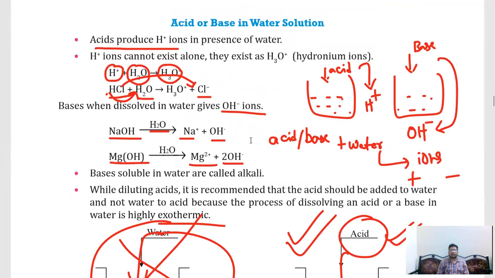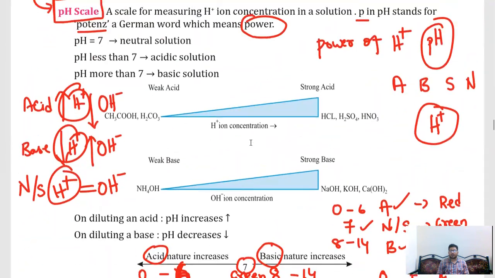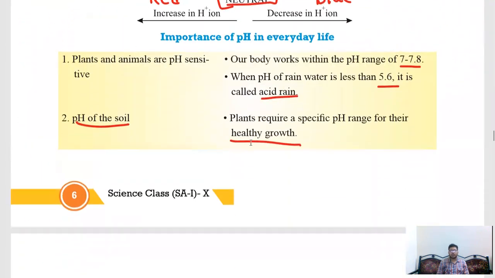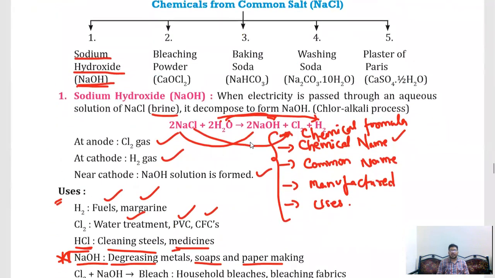What is better while diluting, addition of acid to water or water to acid? We have seen strength of acids, and we have seen the pH value, pH scale, importance of pH in everyday life, and pH of salts. We have seen 5 different salts with the chemical formula, chemical name, common name, manufacture and uses.